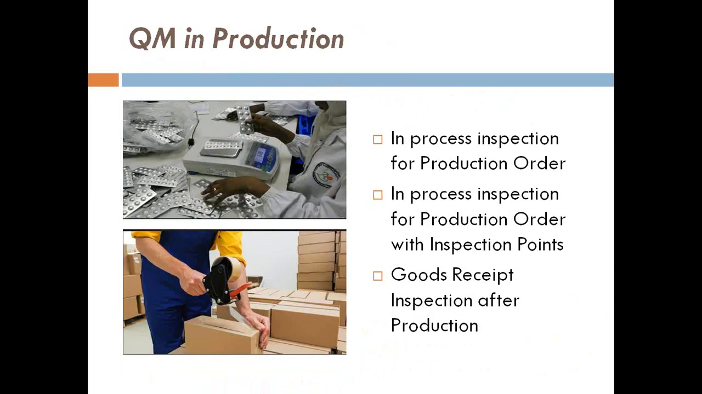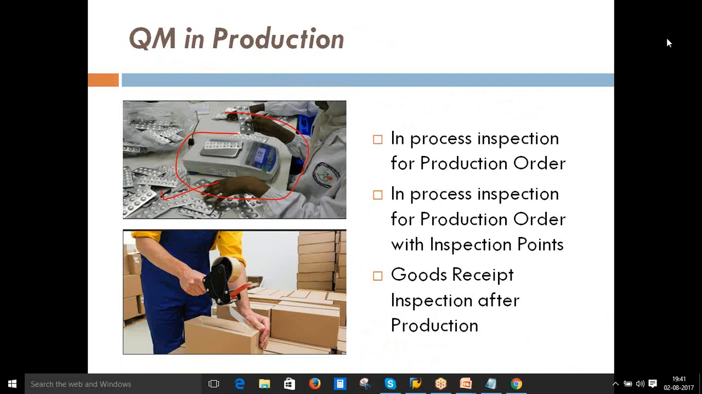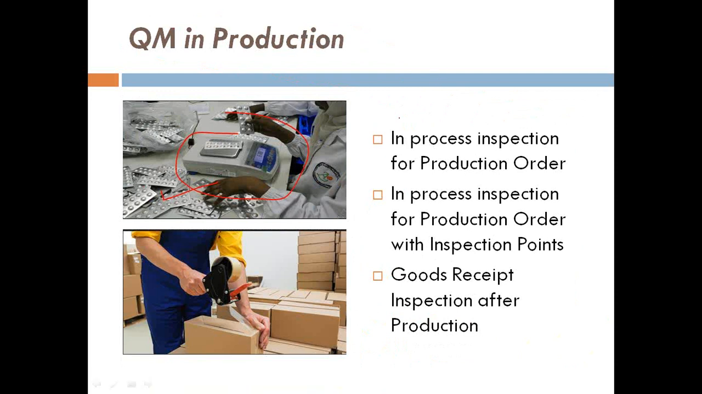Once that is done, we will go for QM in production. How quality inspection is done in production. I'm producing the product, and in between, I have to do some quality checks. How to do that? So in-process inspection for a production order. What settings you have to make? All those things we will learn.